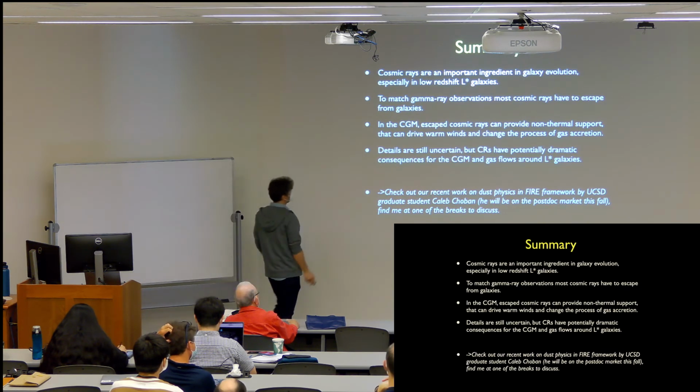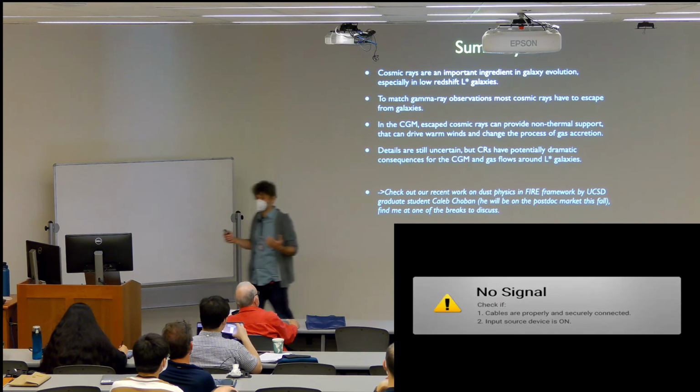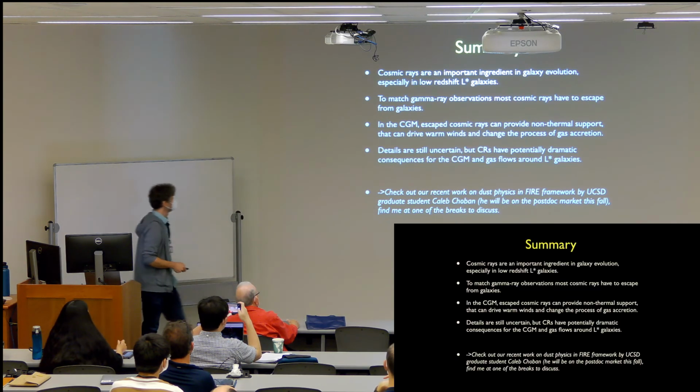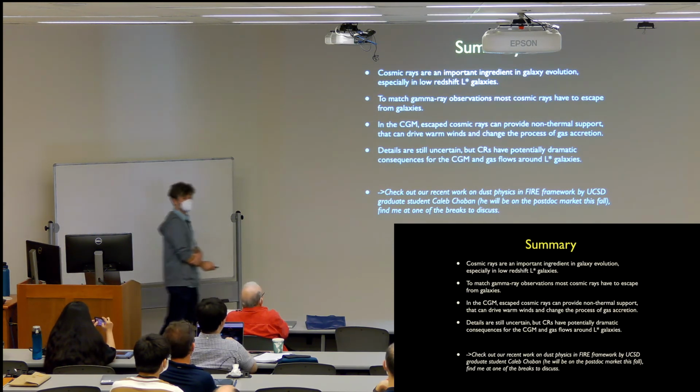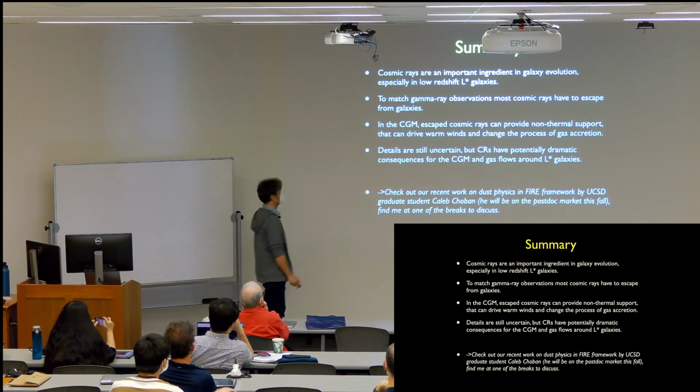And to match gamma ray observations, most cosmic rays seem to need to escape from galaxies. But exactly what they do outside is still an open question. So in the CGM, escaped cosmic rays can provide non-thermal support that can drive warm winds and change the process of gas accretion, and of course change observables that come with it.